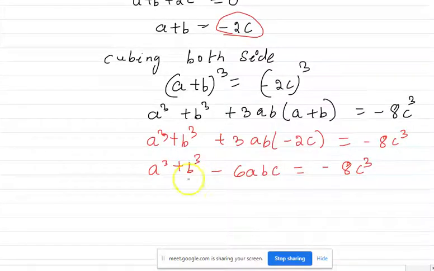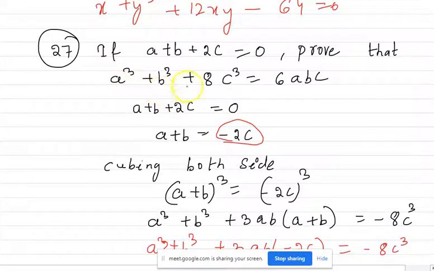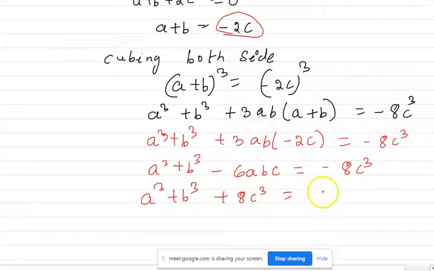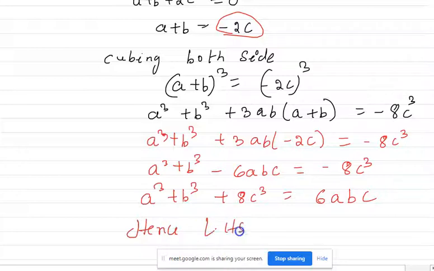Now I can write this minus will go that side, so plus, because we have to prove this one. We have to prove a cube plus b cube plus this. So I am writing here a cube plus b cube, this minus I'll shift here, so plus 8c cube, minus will go that side, so plus 6abc. So hence LHS is equal to RHS, proved.